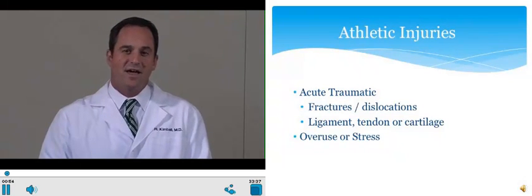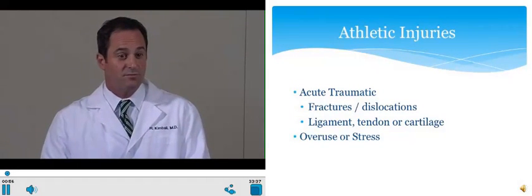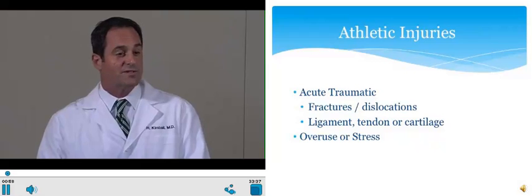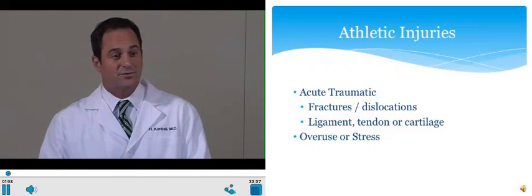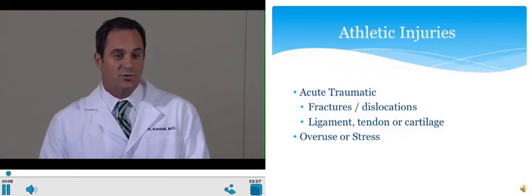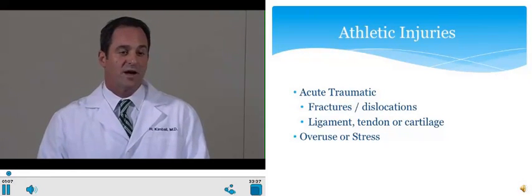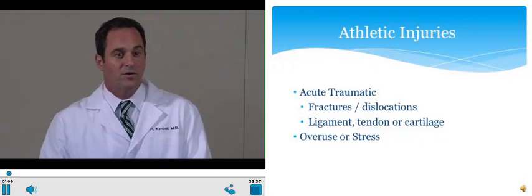We can divide the athletic injuries into those that are acute. Those would be typically fractures or dislocations, ligament or tendon injuries, or even injuries to the cartilage of joints. And then we can divide it also into those that are considered stress-related or overuse.